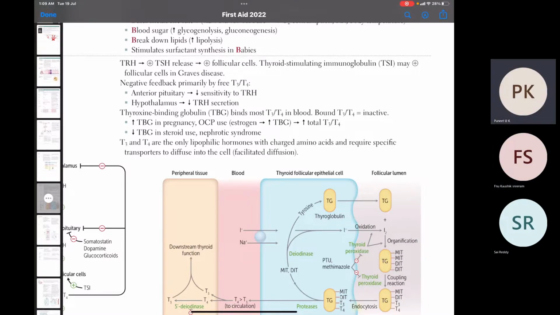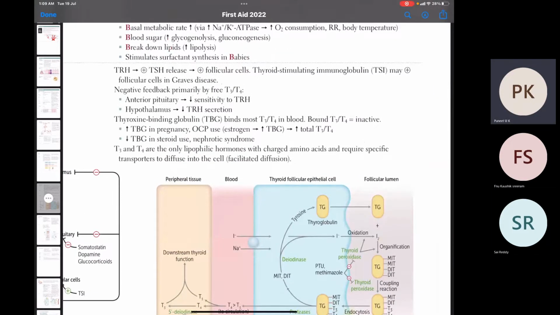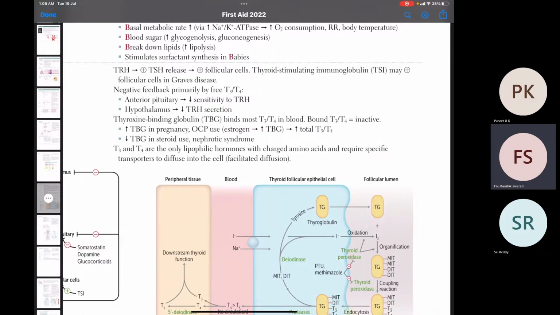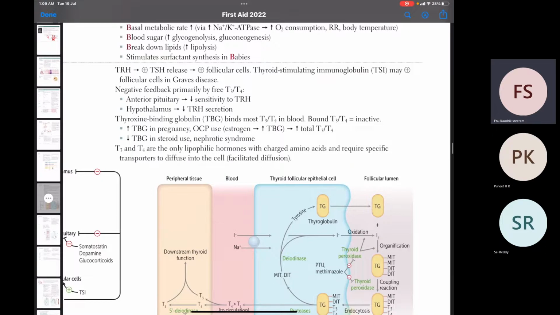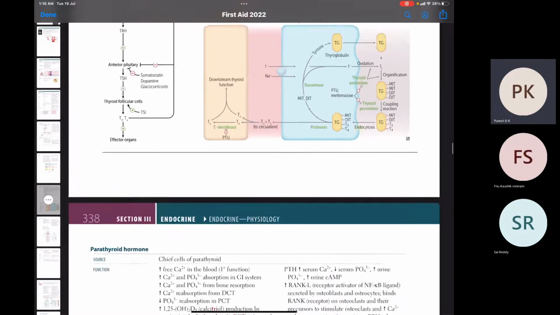But in pregnancy, in a hypothyroid patient, they usually say you should increase the dose. This is the reason, no? Your inactive T3 and T4 is increased, but not the free T3 and free T4. Thyroid binding globulin will increase, so it will capture more of the free T3 and free T4. That's why you need to give more. Got it. Okay, fine.